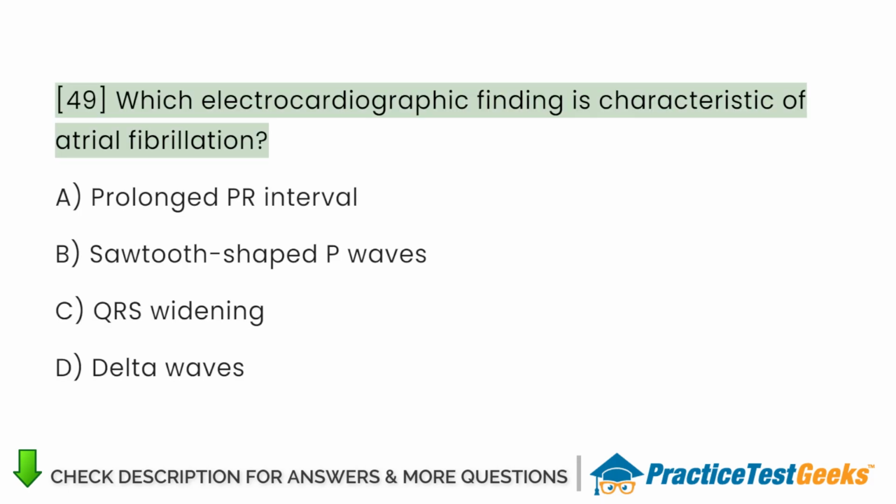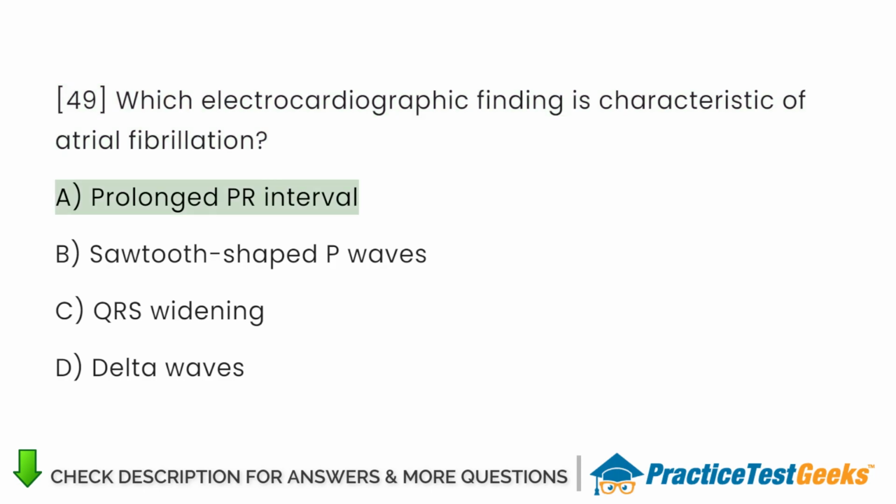Which electrocardiographic finding is characteristic of atrial fibrillation? A. Prolonged PR interval. B. Sawtooth-shaped P waves. C. QRS widening. D. Delta waves.